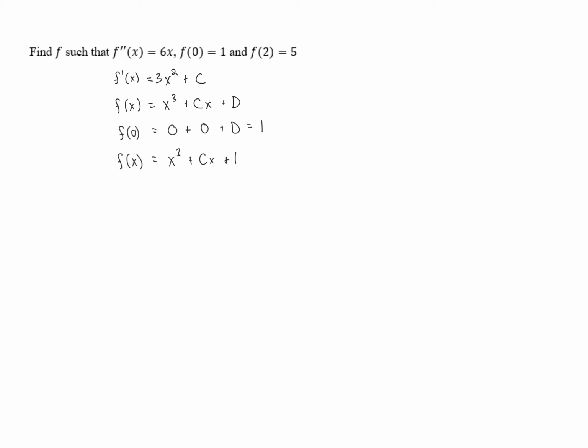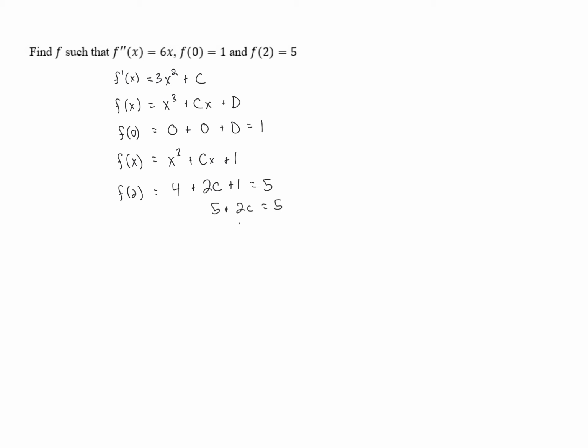Now we can plug in 2 for x, and that'll help us figure out what c is. f of 2 is going to be 2 cubed, which is 8, plus 2c plus 1. And we know that that is equal to 5, because we're told f of 2 is 5. Now on the left-hand side, 4 plus 1 is 5. So we have 5 plus 2c equals 5.